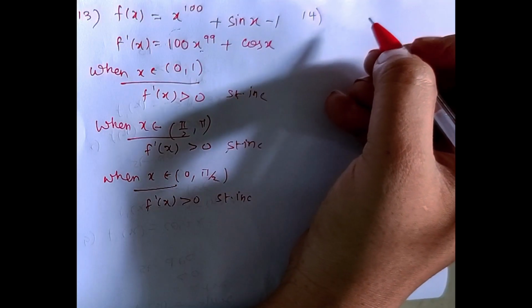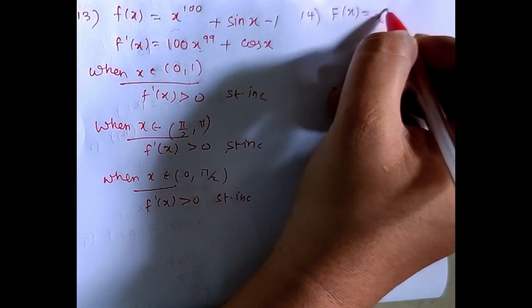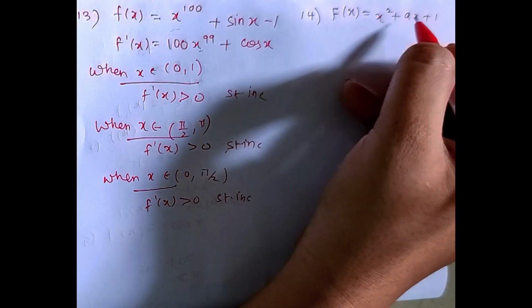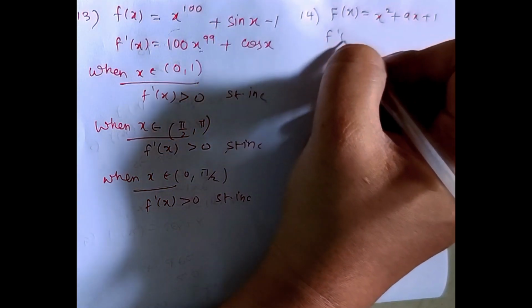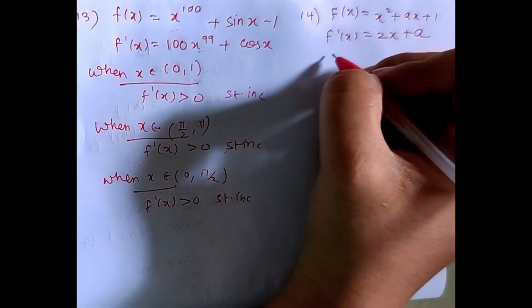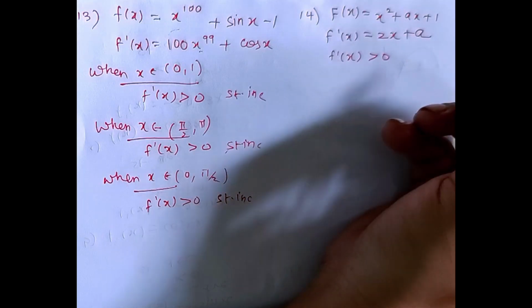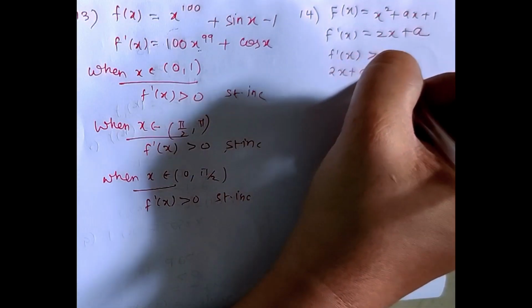Question number 14, we have to find the least value of a such that the function x square plus ax plus 1 is strictly increasing on the interval 1, 2. As usual, we will find the derivative. We get 2x plus a. So f dash of x is greater than 0 when x is in the interval 1, 2. That is, 2x plus a is greater than 0.